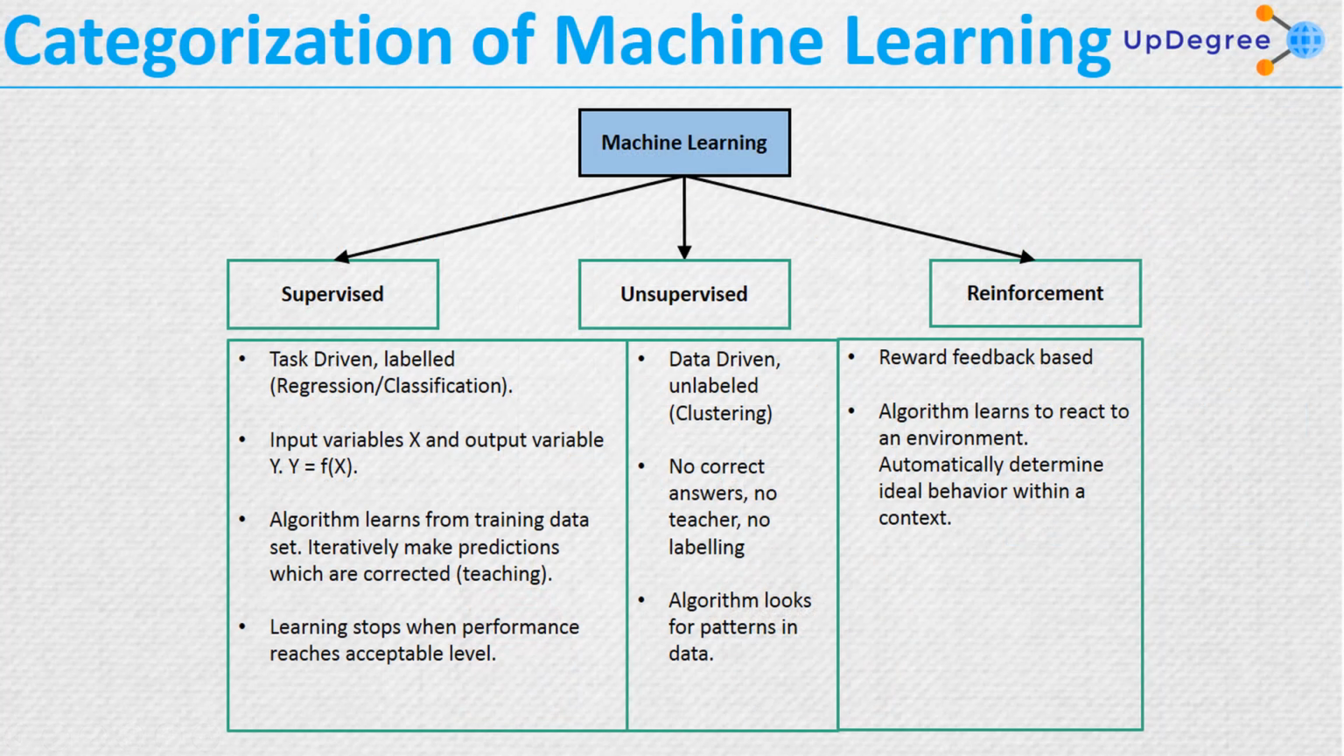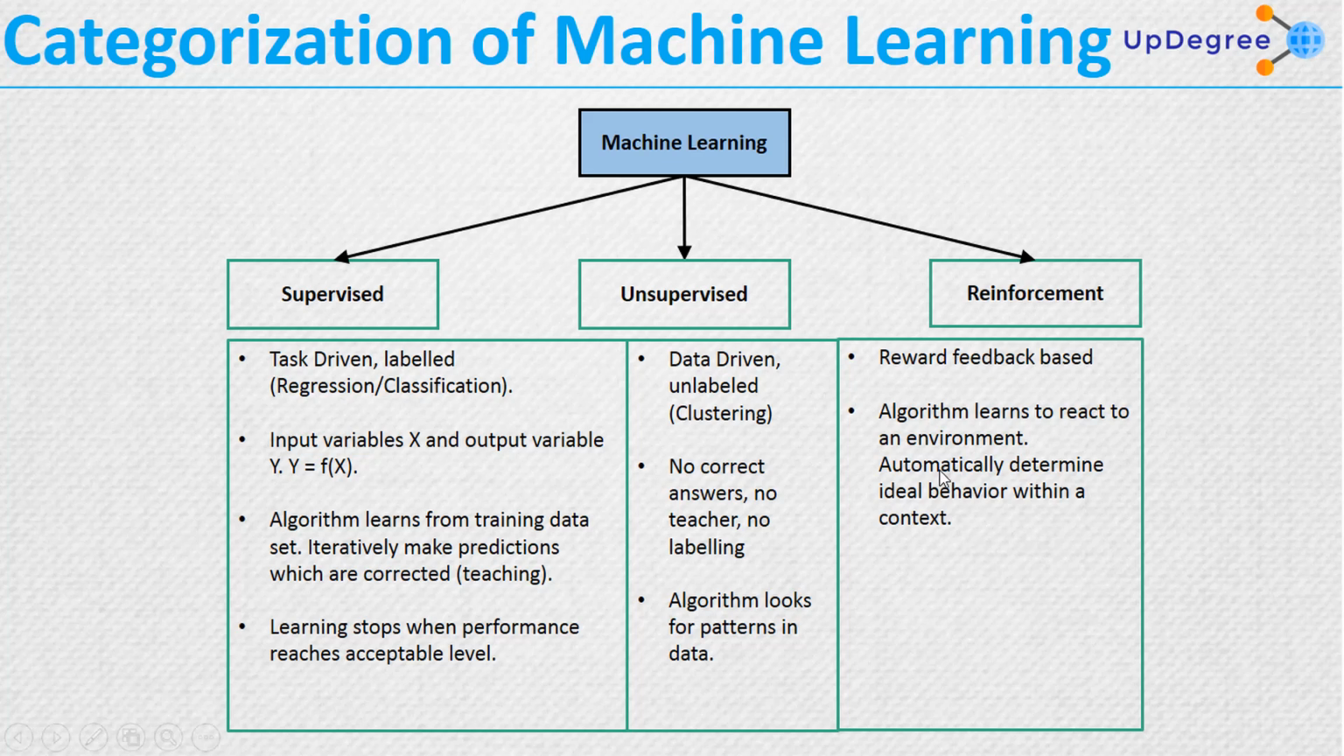Now let us go for unsupervised learning. We discussed that in supervised learning, the dataset has feature attributes and an outcome attribute. That means the output is labeled and it is task driven. A new record is given, and from the feature attribute values it will predict the outcome accordingly.